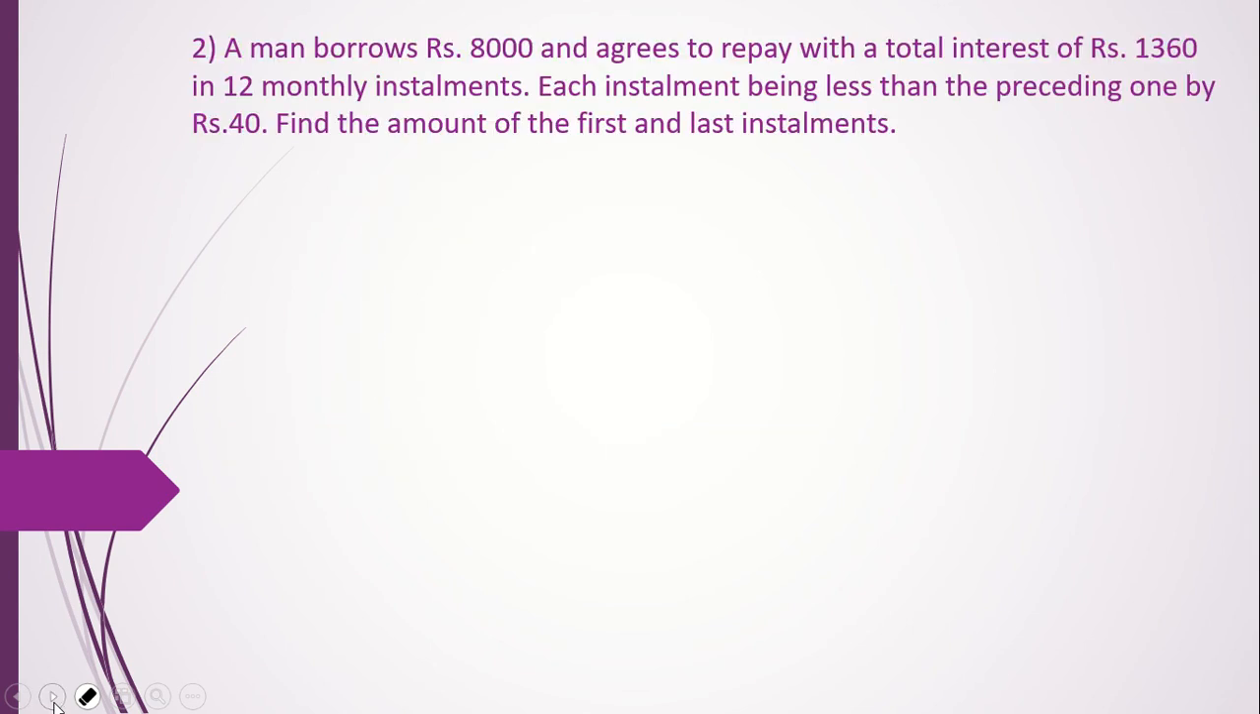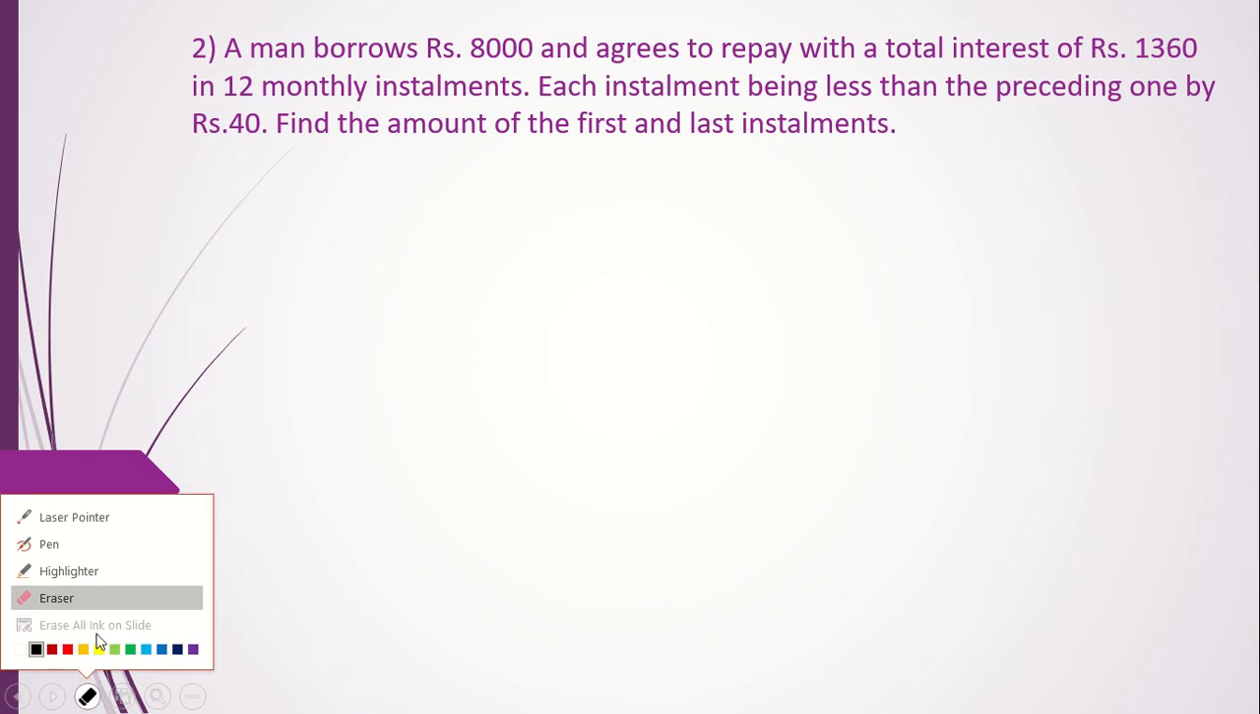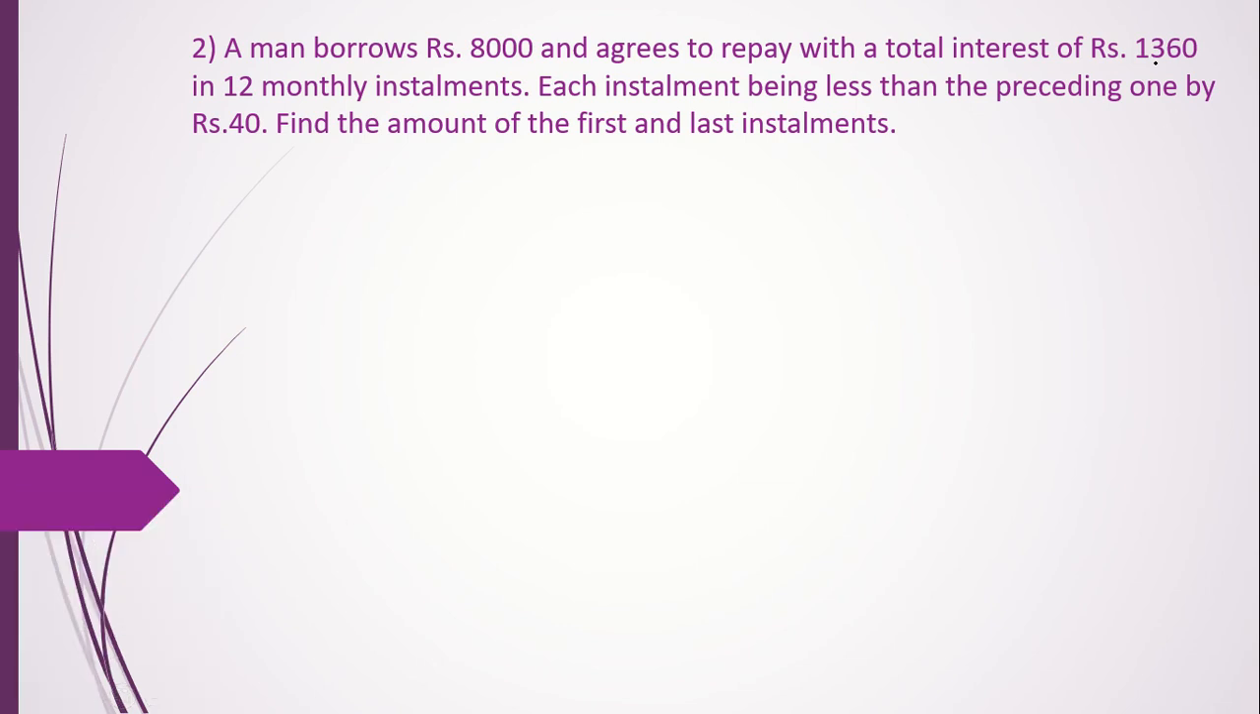Next sum. A man borrows rupees 8,000 and agrees to pay with a total interest of rupees 1,360. So on 8,000 rupees total interest, he agrees to pay 1,360. And this total means the principal as well as interest total, he agrees to pay in 12 monthly installments, each installment being less than the preceding one by 40 rupees. Find the amount of the first and the last installment.